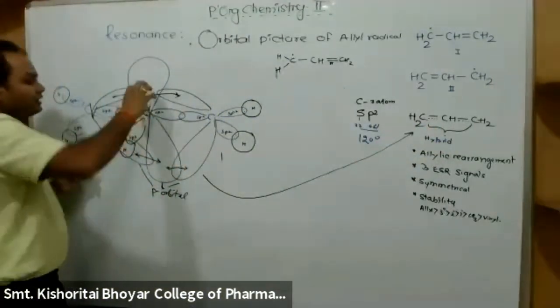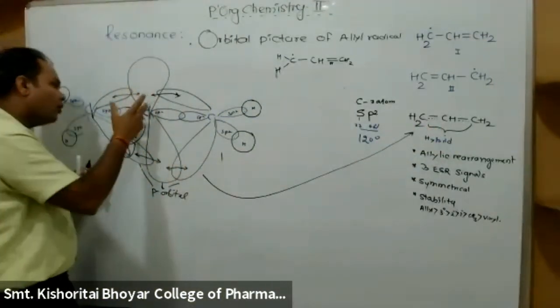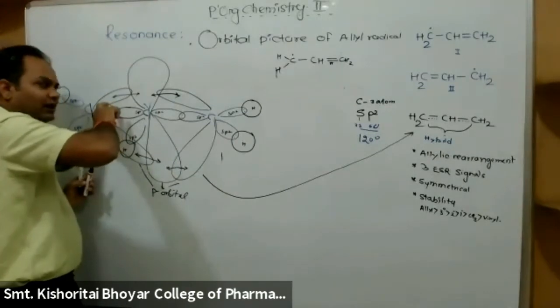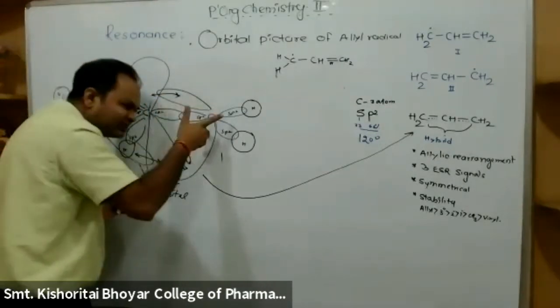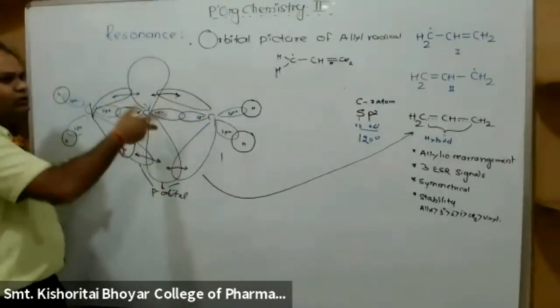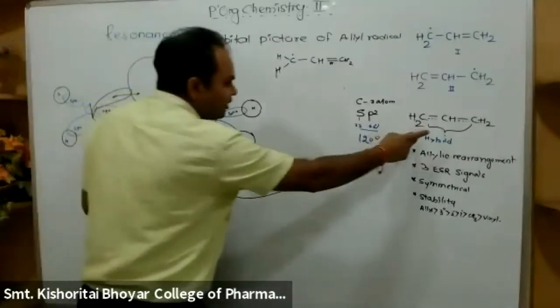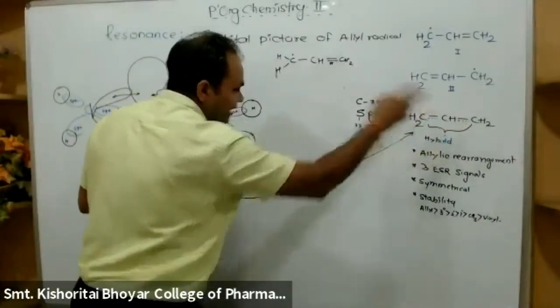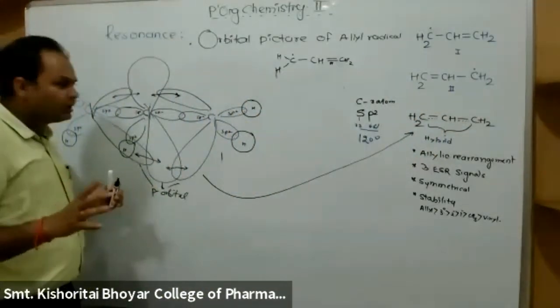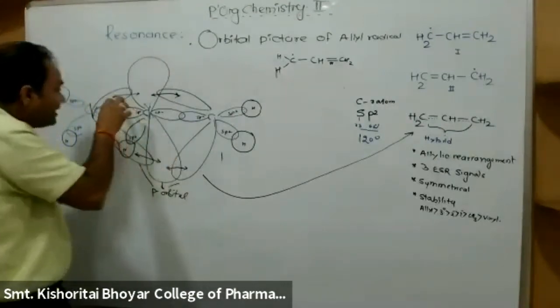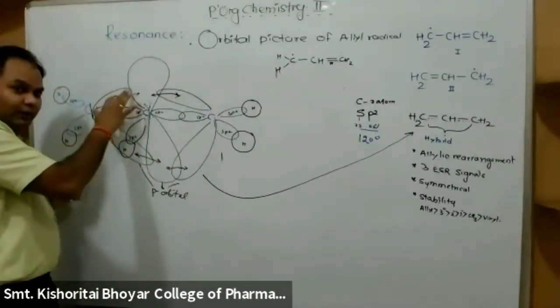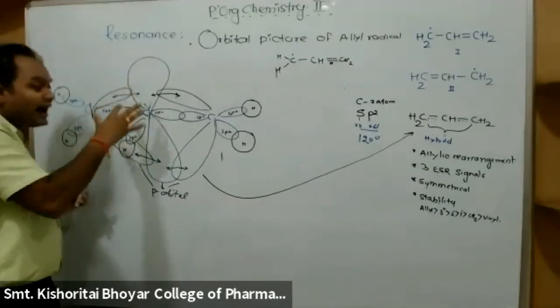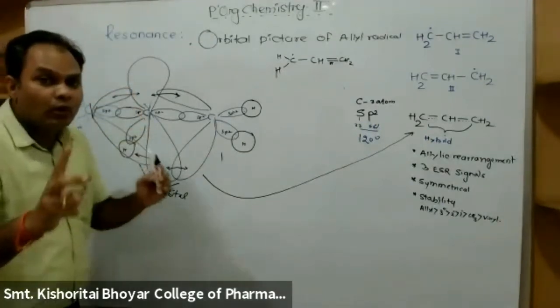How? Because this central carbon atom may overlap with this carbon's p orbital, or may overlap with the p orbital of this carbon. So in that case there are two types of possibility, and that's why we represent the hybrid resonance structure like this. Okay, clear? Now here the pi electron pair serves to bind together more than two nuclei.